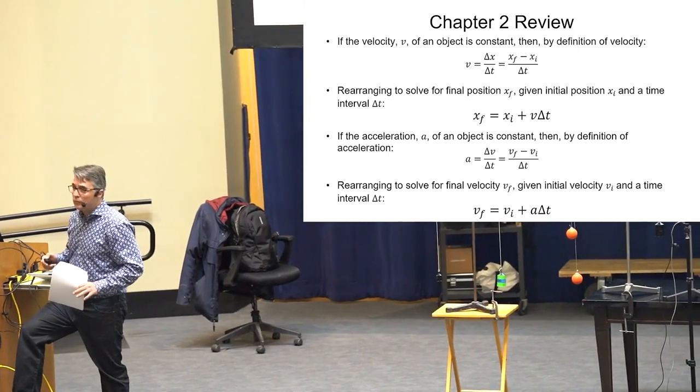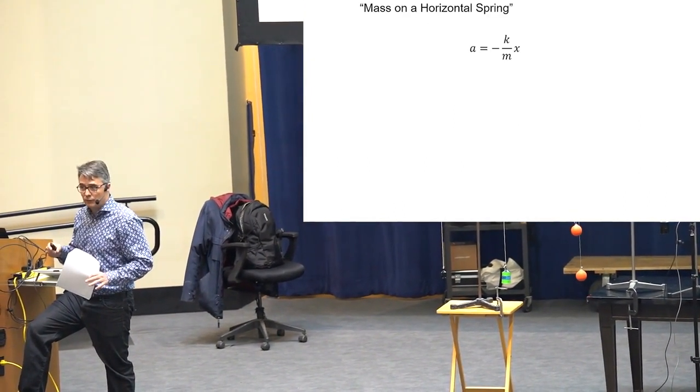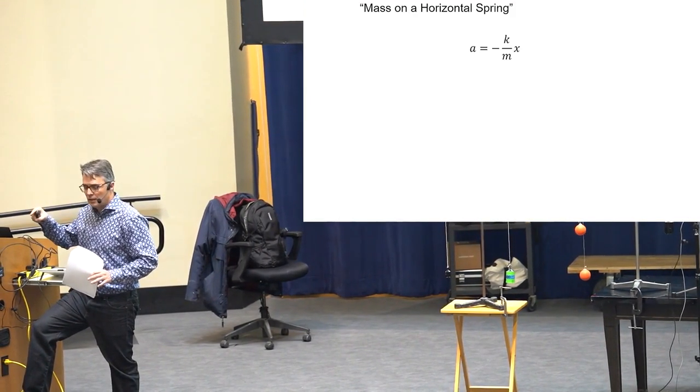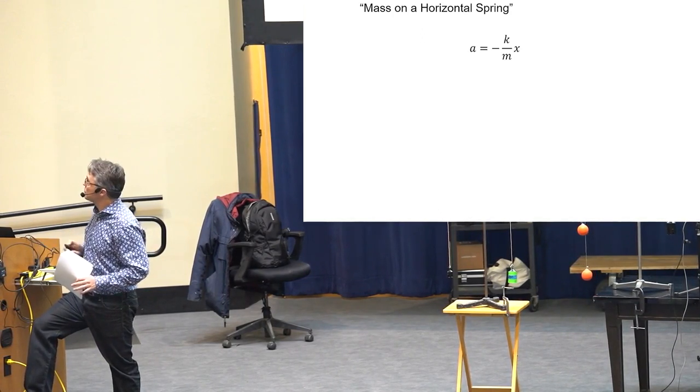We've got a problem where we've got this mass on a spring, and the net force is Hooke's law. It's negative k times x, and you divide out by mass, and you get this crazy equation.